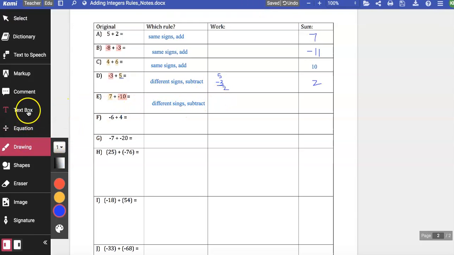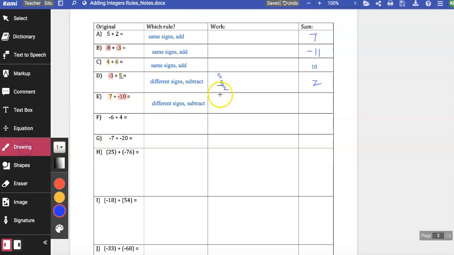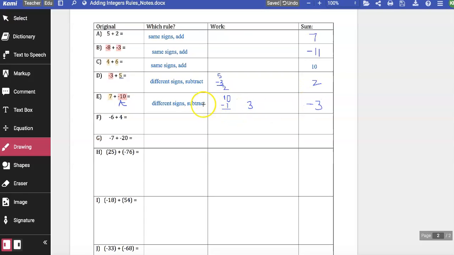Oops, let me fix that. Different signs we subtract. And then we take 10 and we subtract 7. And we get 3. And we have more negatives than positives. So this is a negative 3 is our answer here.